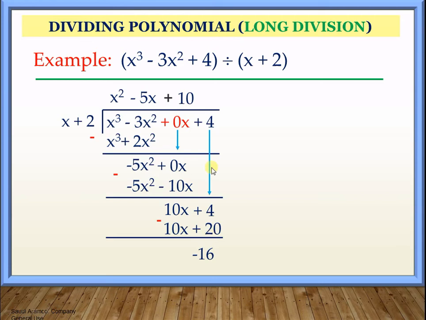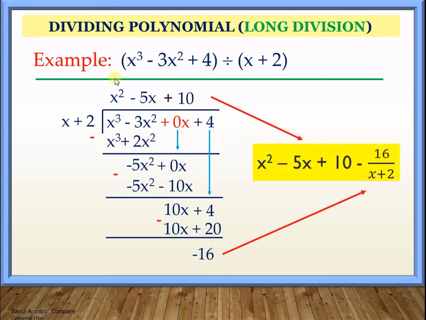16. Here's the question. Is x plus 2 a factor of this? The answer is no, because our remainder is not 0. If there is a remainder, your final answer will look like this. So this is your quotient up here. So x squared minus 5x plus 10, you just write it normally. But if the remainder here is not 0, we have to be careful. You have to express it in this manner.